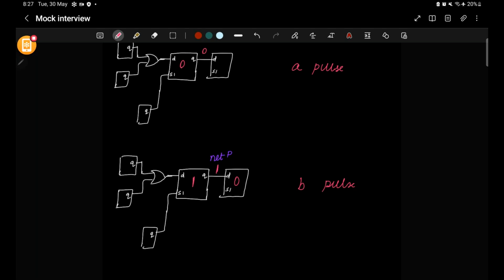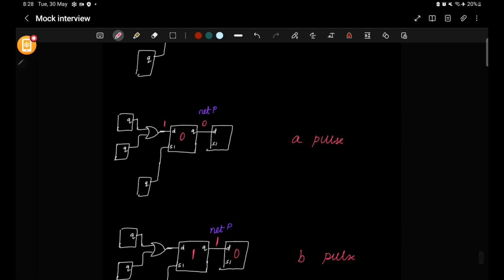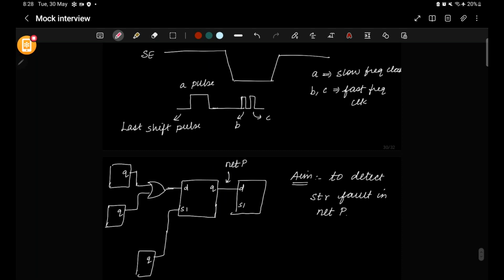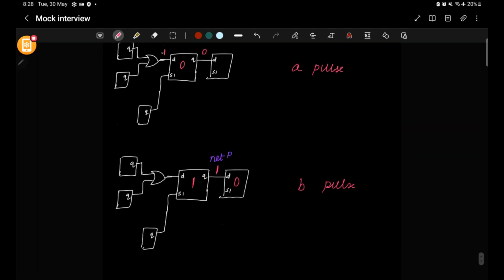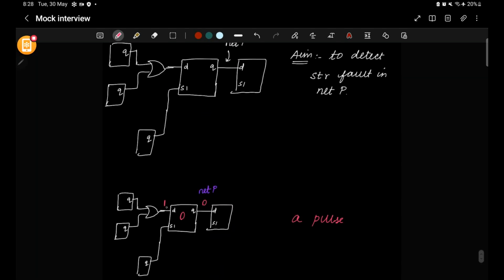So if this flop has to hold a 1 value, then before this B pulse, at its D input a 1 value should be there, because only then, when the rising edge of this clock comes, B pulse comes, the value present in the D input will get captured into the flop. So the tool has to program the inputs of the combo logic during the A pulse itself in such a way that the output of the combo logic will be 1.